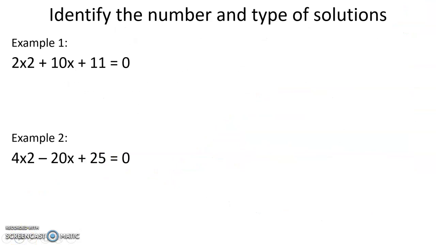Identify the number and types of solutions. I'll write the discriminant formula up here, b squared minus 4ac. First off, this is a little typo here. This should be x squared, and this should be a squared as well. Just a little typo in your thing there.